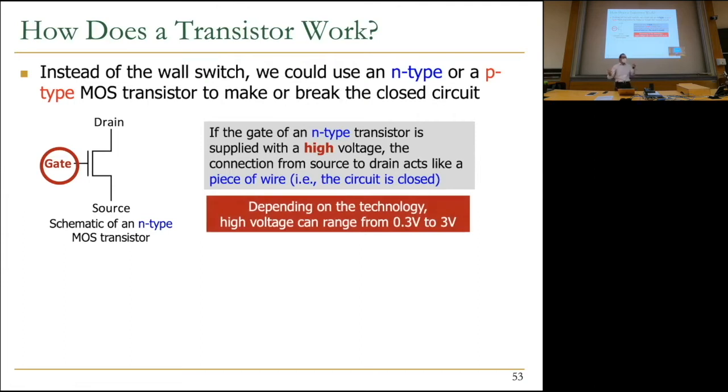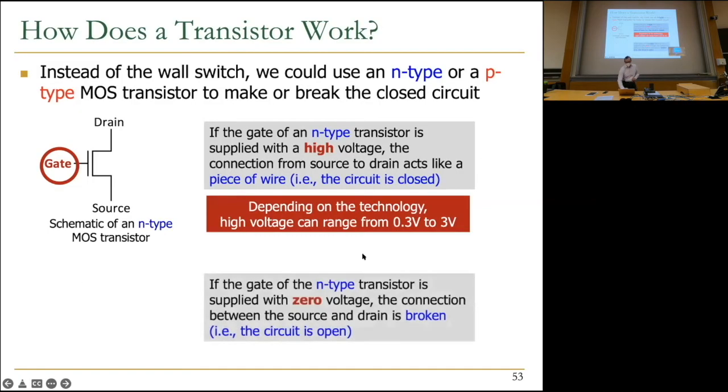What, you may ask, is high voltage? In today's technologies, voltages are very low actually. It's closer to 0.3. But depending on the technology generation, the high voltage can range from 0.3 to 3 volts. Today, we're actually at very low voltages, which is good because power consumption is lower at low voltages. Okay, so that's what you need to know.